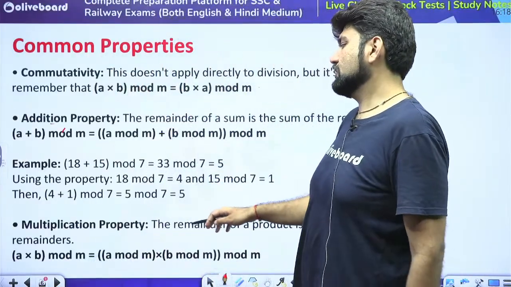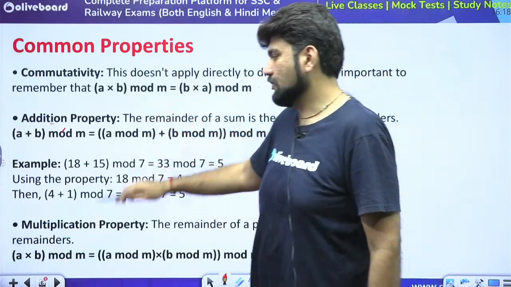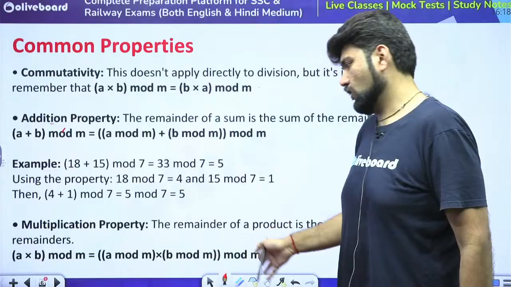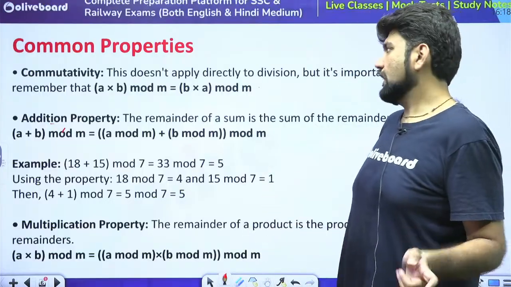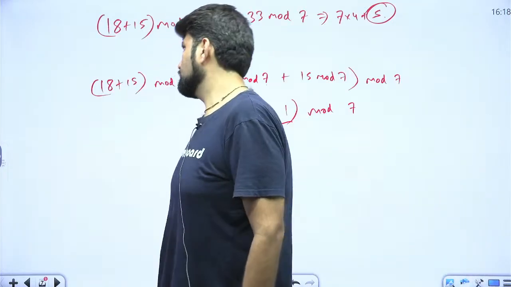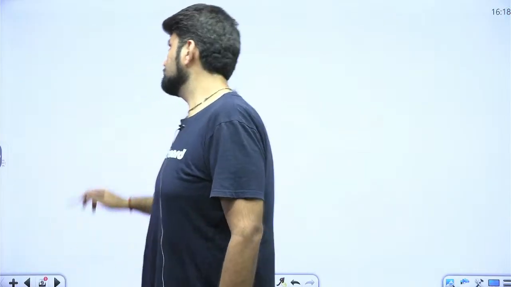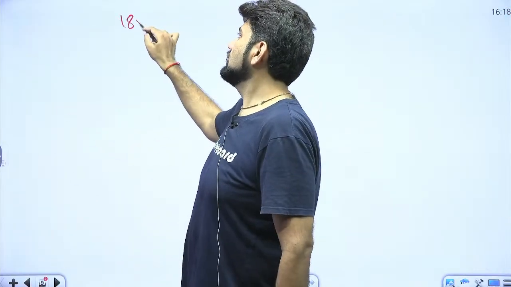Okay. Next, multiplication property. Again, like the addition property, we have the multiplication property also. A into B mod M again is (A mod M into B mod M) mod M. Same thing. Okay. I'll show you another example for that also. So this is 18 into 15 mod 7.